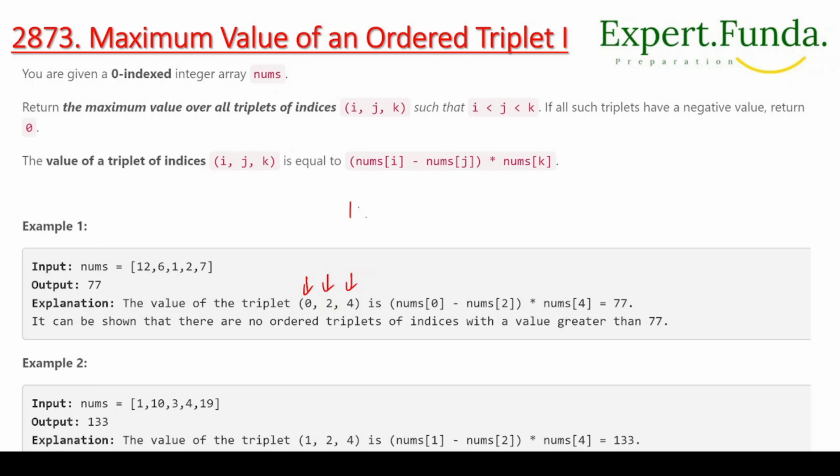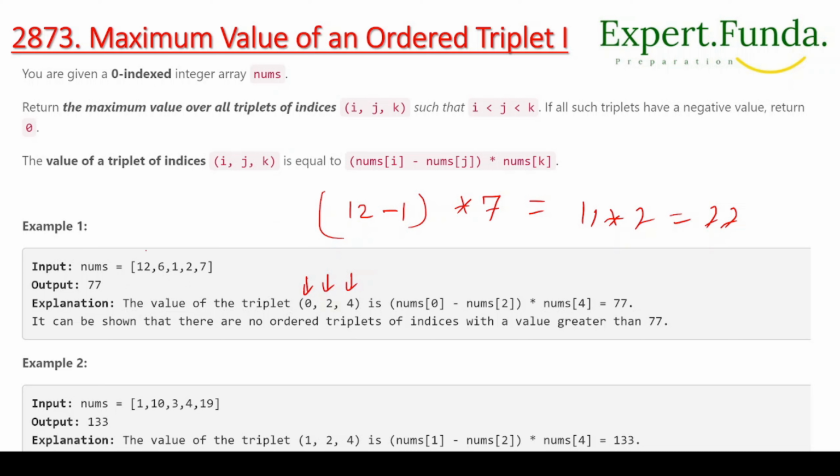So we'll put here at 0 what? 12 we have, then at 2 what do we have? 1 we have, and we are going to multiply with 7. So 11 into 7 is 77. And this is the value of the triplet we have, and it is the maximum in the case of all the triplets.